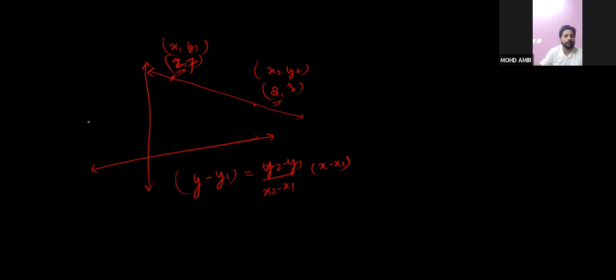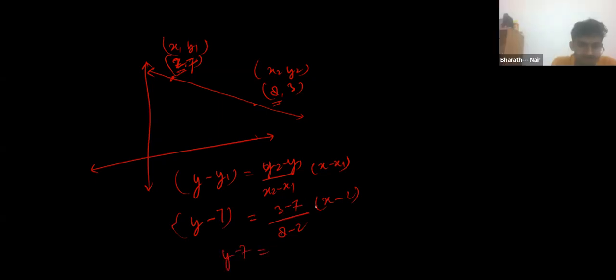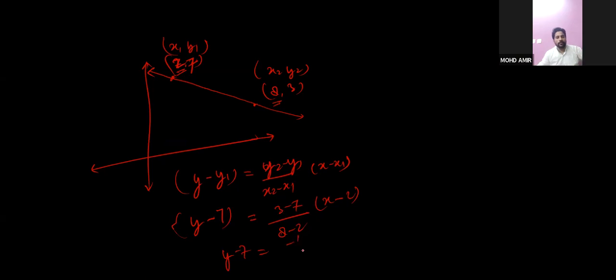Okay. So basically we have 2 points. We have y minus y1. Y1 is 7 is equal to y2 minus y1, 3 minus 7 over x2 is 8 minus 2 times x minus of x1, that is 2. Okay, that is correct. Y minus 7 will be equal to 3 minus 7 will be minus of 4 over 8 minus 2 will be 6, and x minus of 2, and these I have common factor 2, so we can cancel them now.